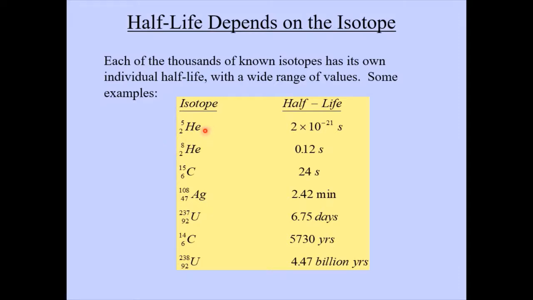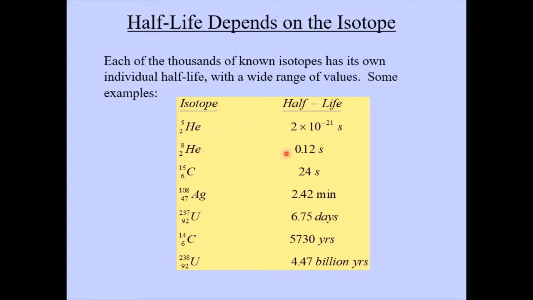There's an isotope of helium, helium-5, that has a half-life of 10 to the minus 21 seconds. This is on the order of a trillionth of a trillionth of a second. In fact, this half-life is so short that you'll never find any helium-5 lying around anywhere because it's going to decay so quickly.